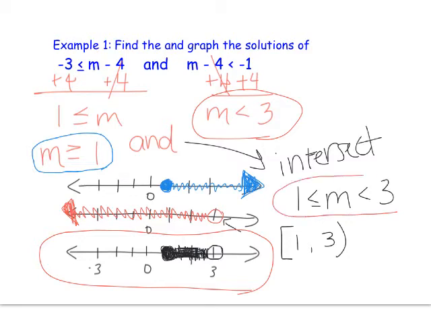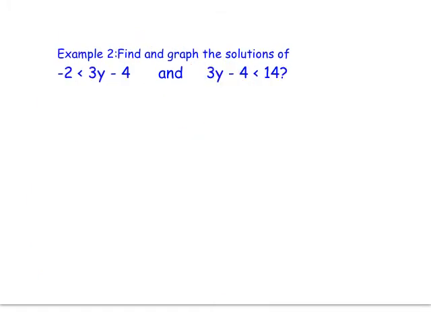Here is the algebraic answer, and here is the answer written as an interval. When we write intervals, we use a square bracket if that value is included in the solution, and we use a curved bracket if that value is not included in the solution. So we're going to take a look at a second example here.